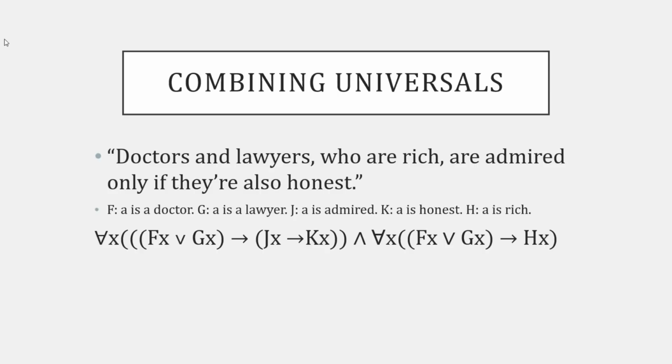So what does Logic 2010 want you to do here? Here's what it wants you to do. The second line there is logically equivalent to the first line. It says, if anything is a doctor or a lawyer, then that thing has these two properties, the conditional and the property H.